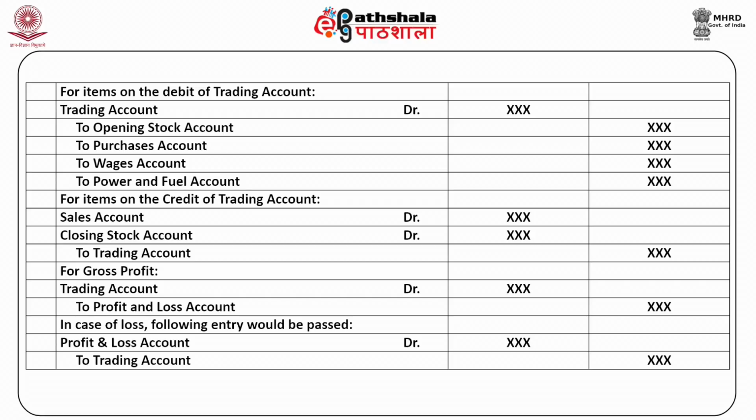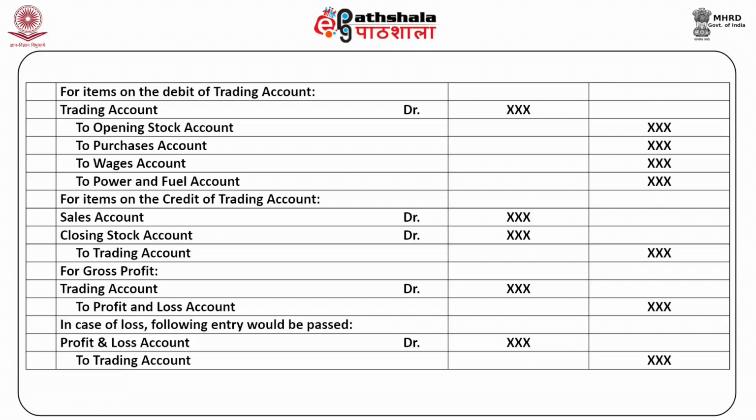For items on the debit of trading account, trading account debited to the credit of opening stock account, to credit of purchase account, to credit of wages account, to credit of power and fuel account. For items on the credit of trading account, sales account debited, closing stock account debited to the credit of trading account. For gross profit, trading account debited to the credit of profit and loss account.